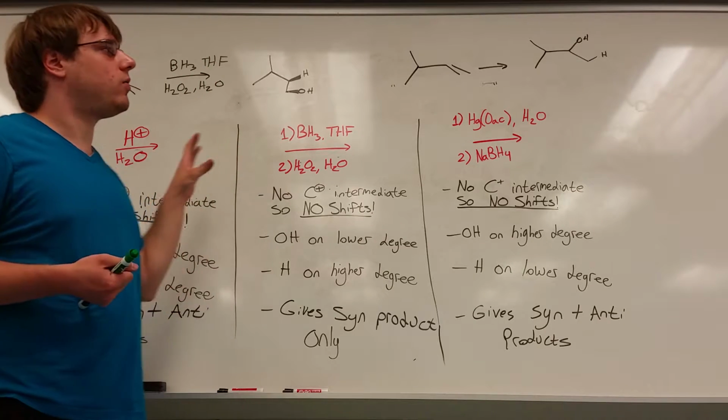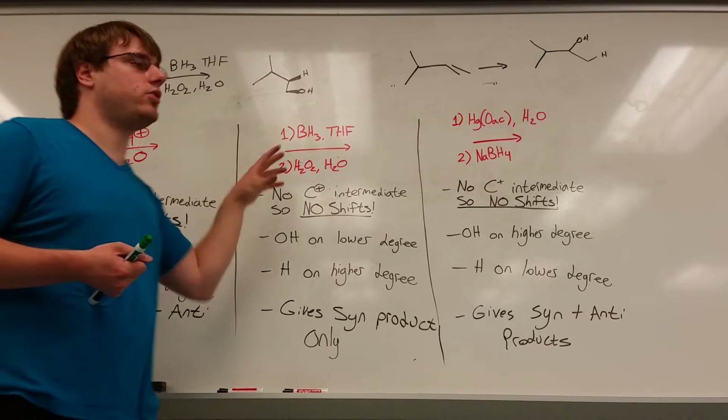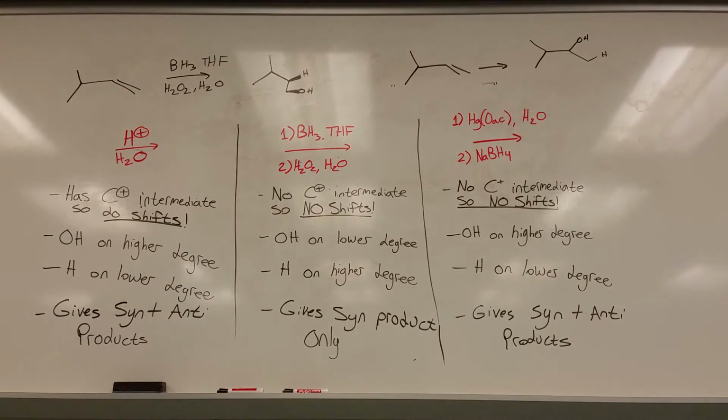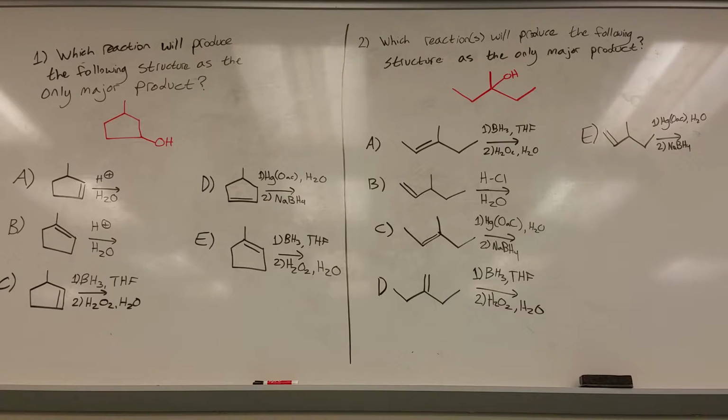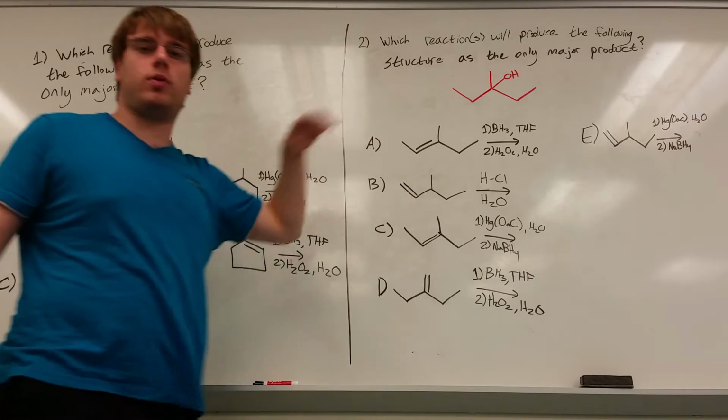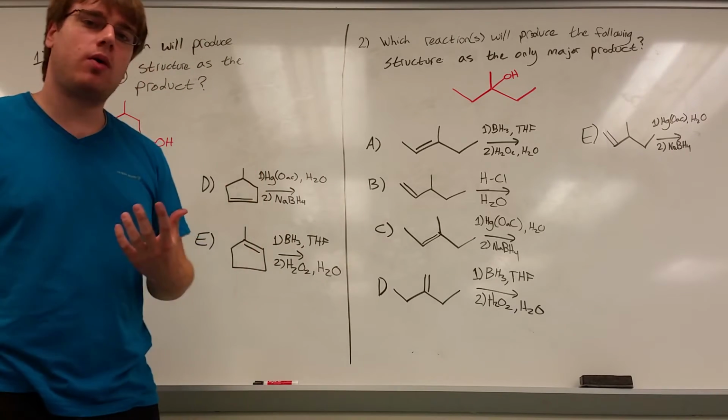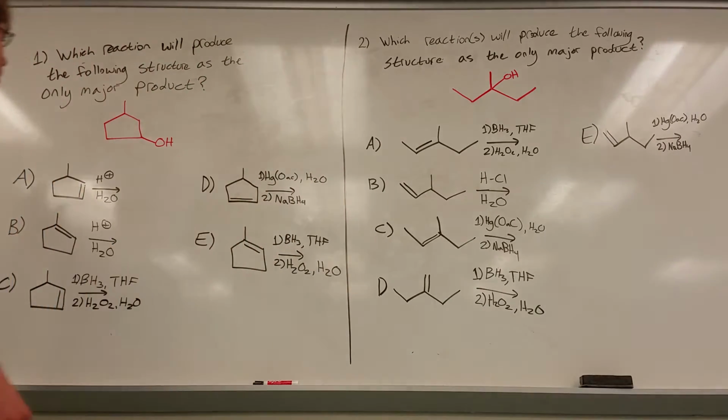Now let's see some common questions that they ask regarding how you use these reactions. So here are 2 practice problems that I want you to give a try using what we've just discussed. Both of them are which reaction will produce the following structure as the only major product. That structure I'm looking for is the one in red here and the one in red here. So if you want to try these on your own, go ahead and pause the video. Otherwise, let's start by going through number 1.